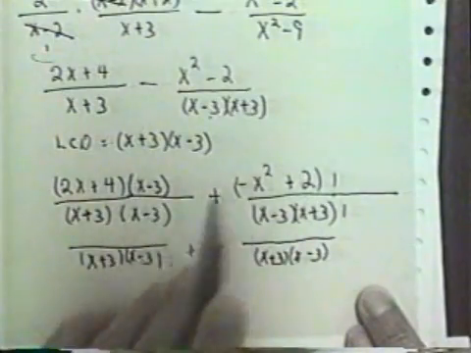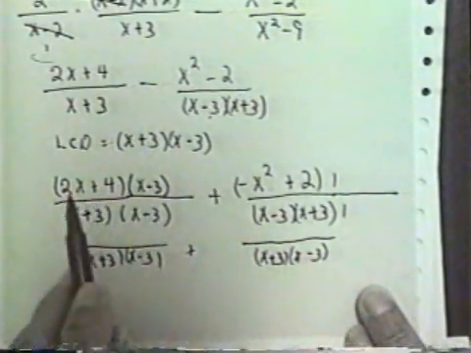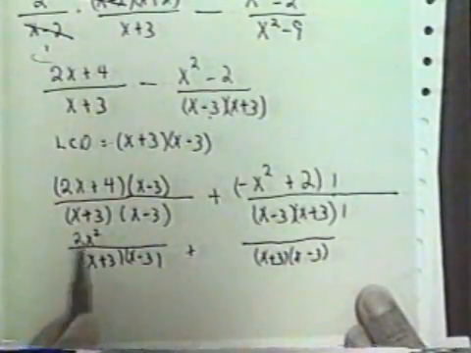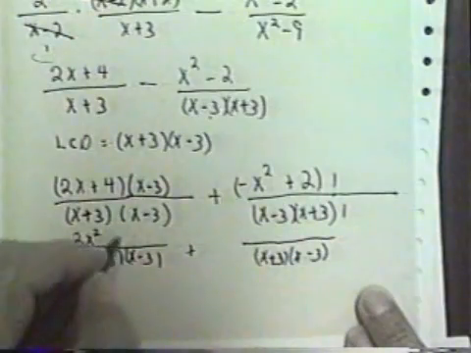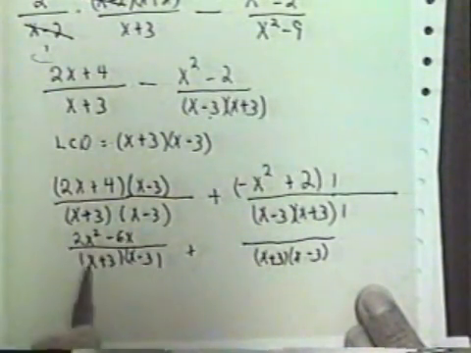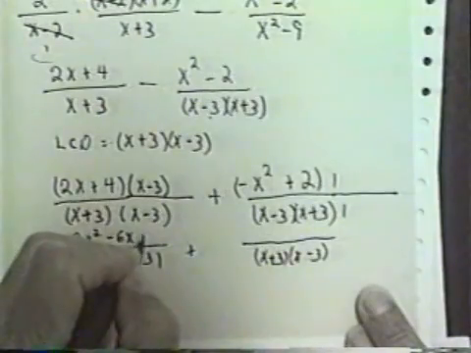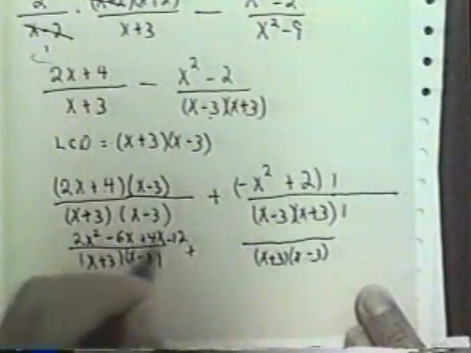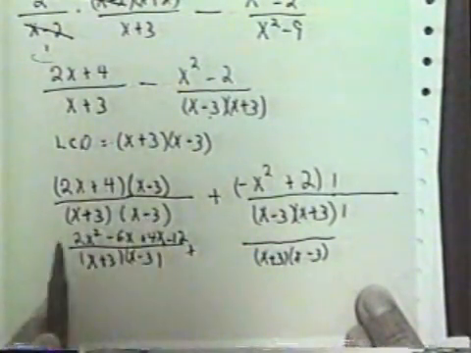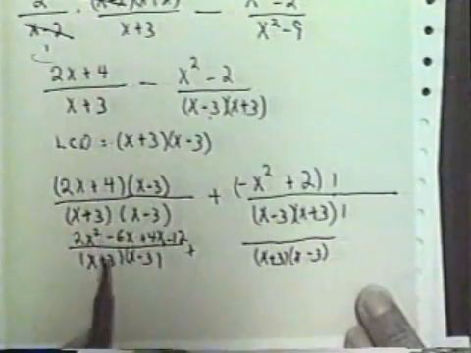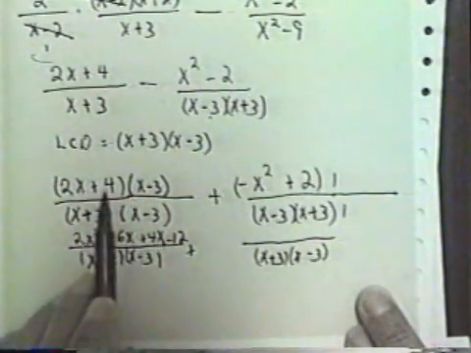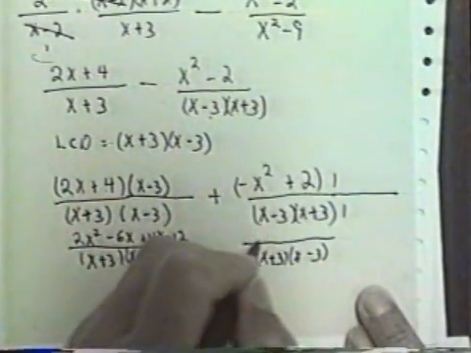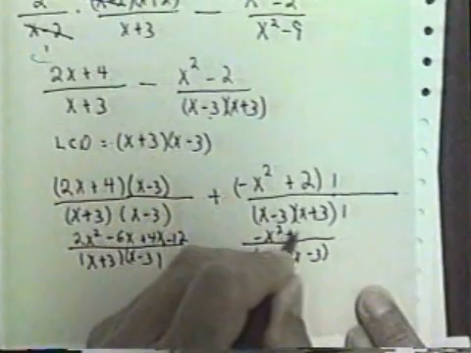Now I'm going to simplify the numerators. Using the FOIL method, 2x times x is 2x squared. 2x times a negative 3 is a negative 6x. 4 times x is a positive 4x. 4 times negative 3 is negative 12. Over here, I've just 1 times negative x squared plus 2 is a negative x squared plus 2.